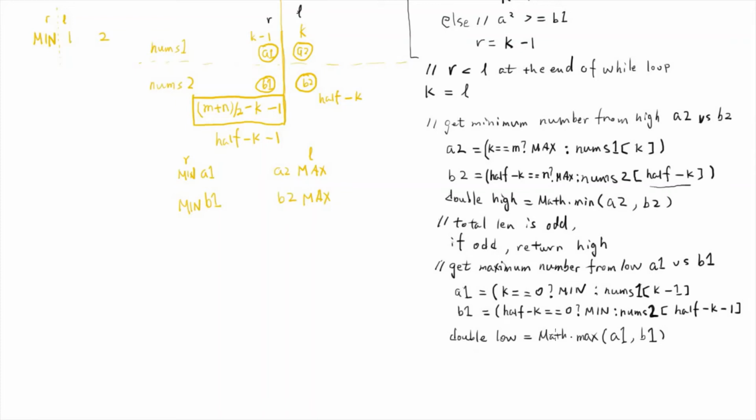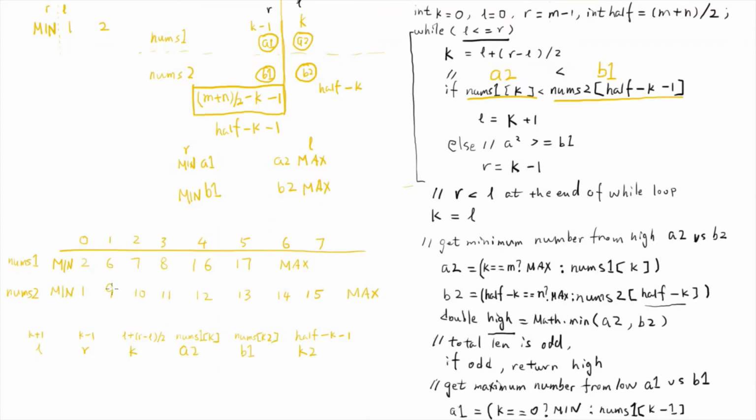So if the total length is even, we have high on the right side and the low on the left side. And we're going to take the average between these two numbers. So here is our last step. We are going to return high plus low divided by 2. So this is all the steps we need to get an answer for our solution. Next, we're going to use an example to go through our pseudocode step by step.